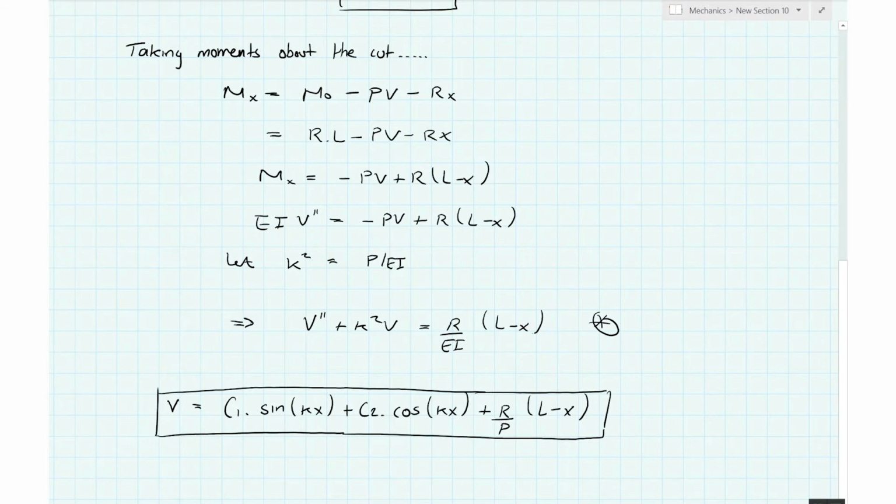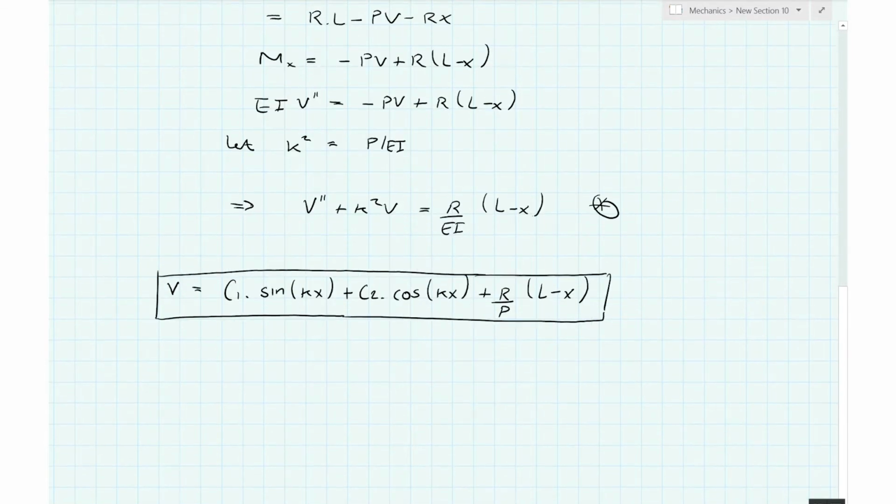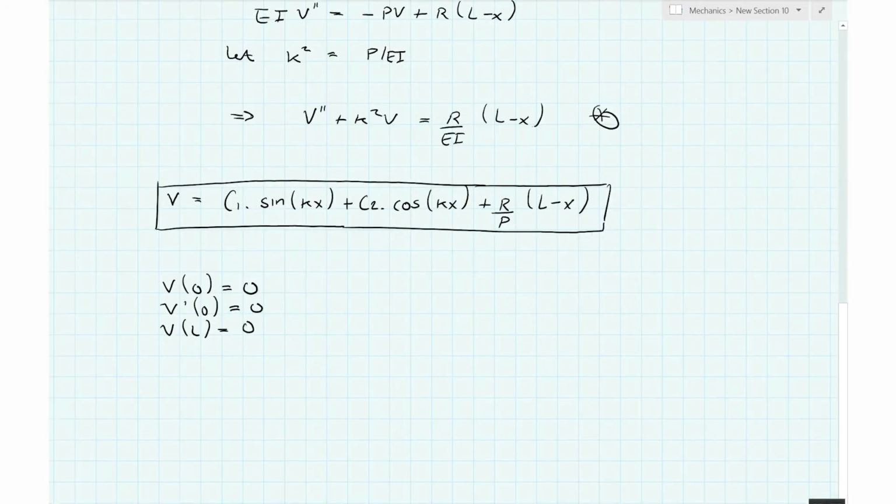Okay, so now we're going to apply some boundary conditions. And again, this should be relatively straightforward. v, the lateral deflection of the column at the base of the column, is 0. The rotation at the base of the column, v prime, is equal to 0. And pinned at the top, so lateral deflection at x equal to L is also equal to 0. So these are our three boundary conditions. So we can go ahead and apply them in turn.